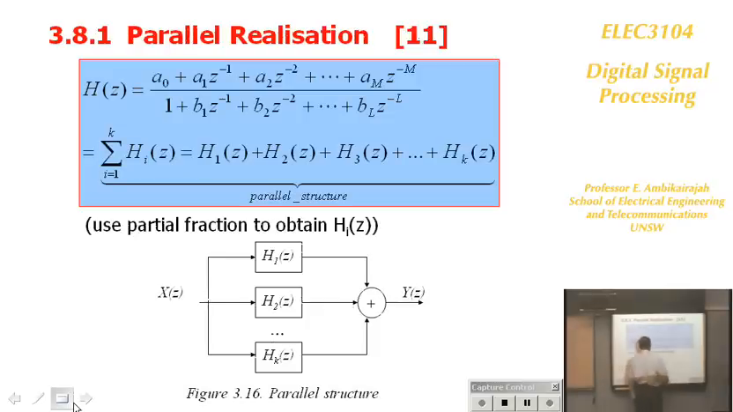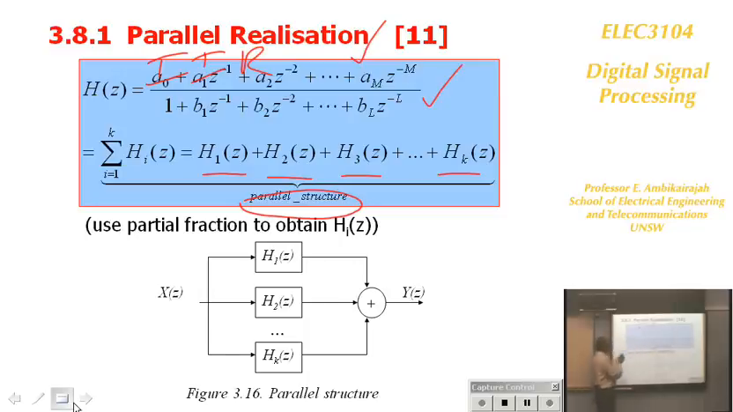Now we come to another realization, which is parallel realization. You haven't done this yet. Here is my transfer function. It could be any type of transfer function. It has got zeros and poles. It's an IIR filter. And I can divide this by factorizing or doing partial fractions. I can make this transfer function into small transfer functions added together. If I do that, I get a parallel structure.